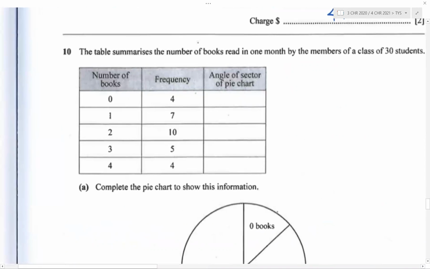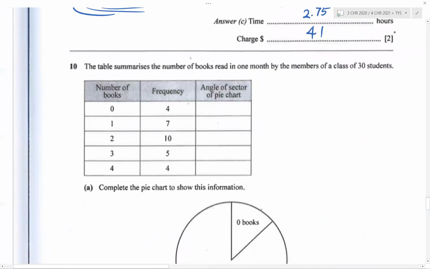Here we have a table summarizing the number of books read in 1 month by the members of a class of 30 students. 30 students. Numbers, important. These are books read in 1 month. So there are 4 students who read 0 books, totally don't want to read books. Maybe they're doing something else, exercising or something. Okay, 4 students totally never read any book.